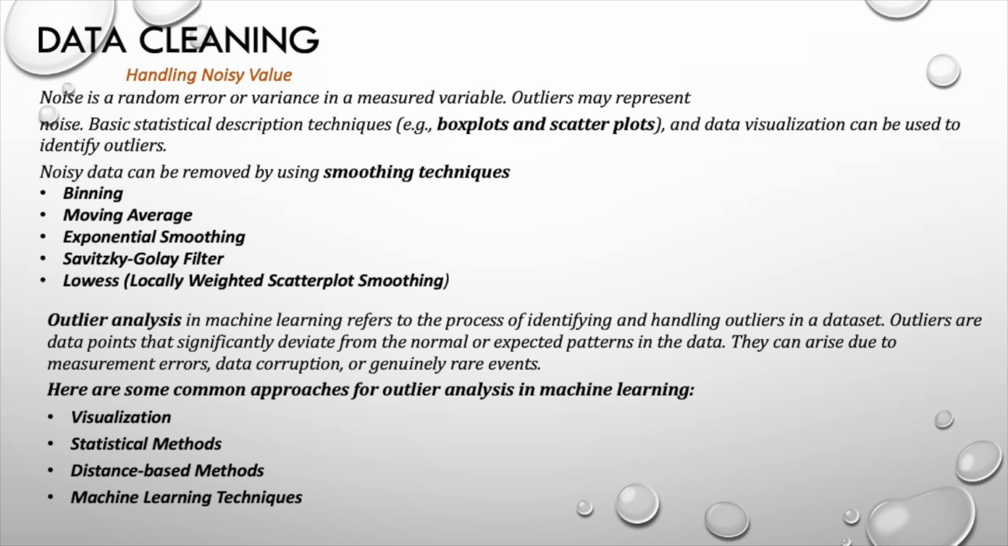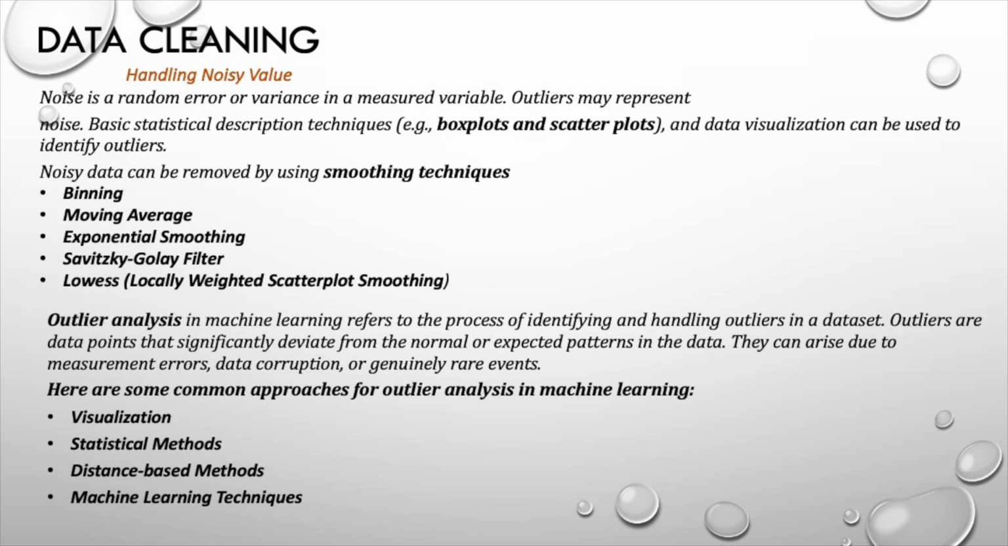LOESS, locally weighted scatterplot smoothing. This technique fits a regression line to localized subsets of the data using weighted least squares. It assigns higher weights to points that are closer to the target point being smoothed. LOESS is effective in capturing nonlinear relationships and is often used for scatterplot smoothing.